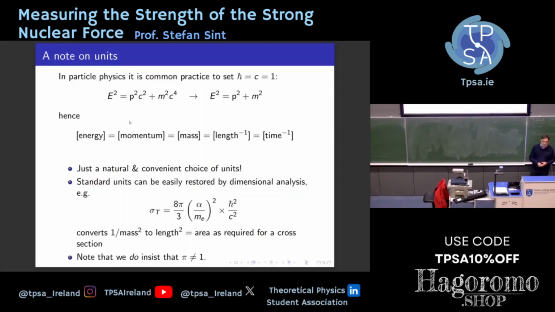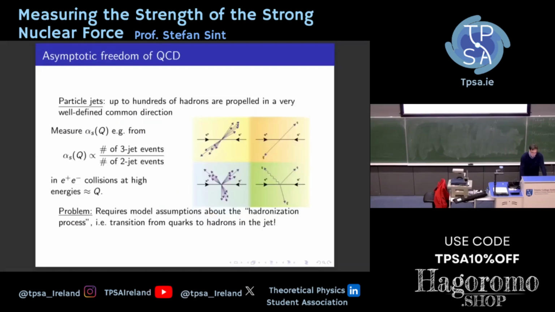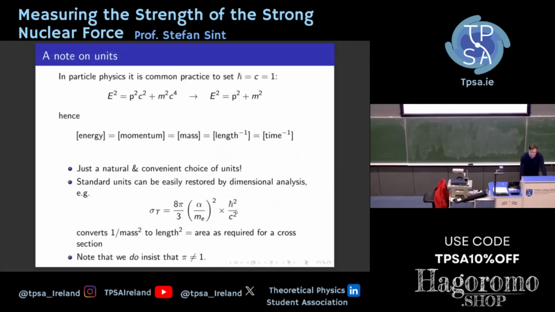You just have to basically get back to the standard units by dimensional analysis. For example, the Thomson cross-section. A cross-section is always units of an area, so you need length squared. And you see that h bar over c is a length, and you just multiply h bar squared over c squared. And that is then your cross-section in standard units. Okay, and so that can always be done like that. Okay, good.